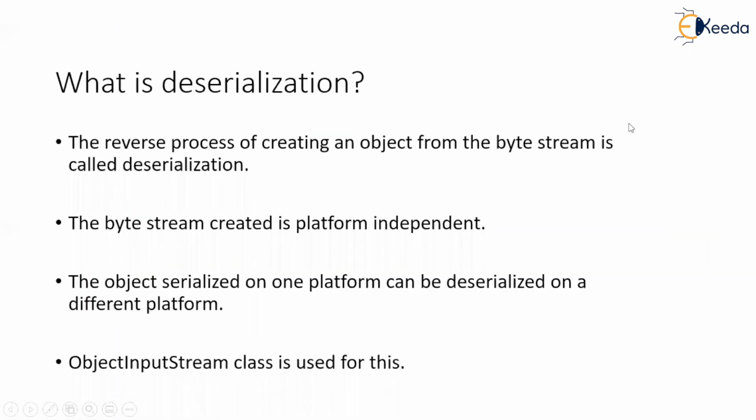Next is the concept of deserialization, which we have actually already implemented. The reverse process of creating an object from the byte stream is nothing but deserialization, which we have done using object input stream. The byte stream which is created is platform independent. So the object serialized on one platform can be deserialized on another platform. There is no platform dependency. An object input stream class is used to perform deserialization.